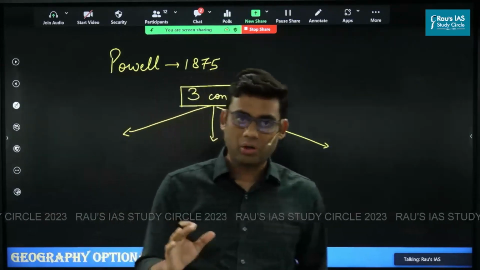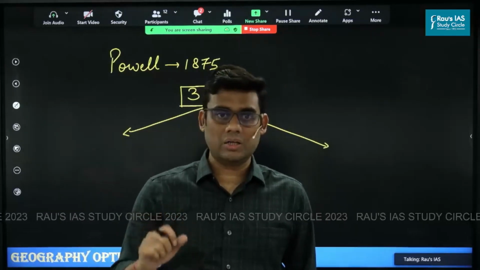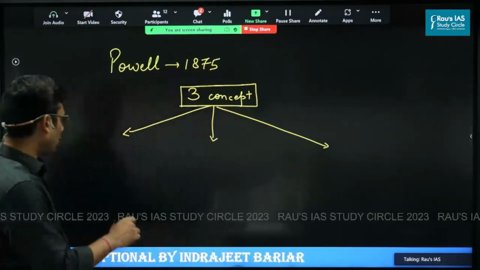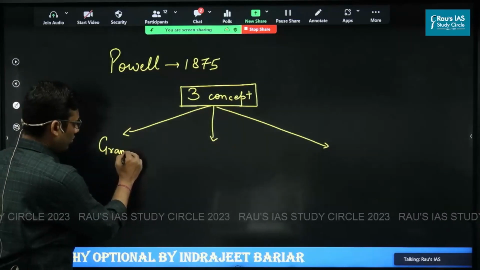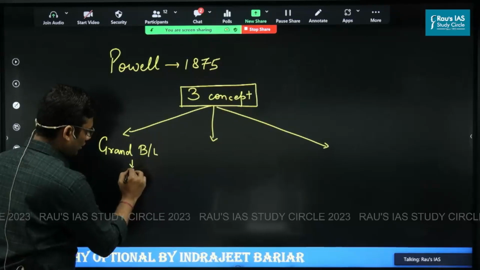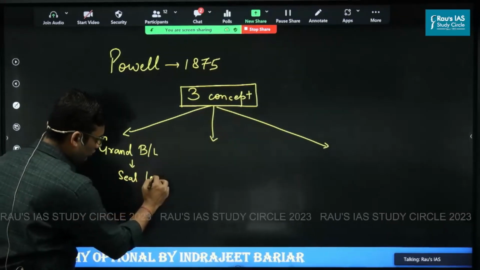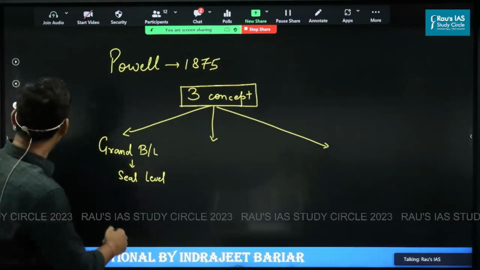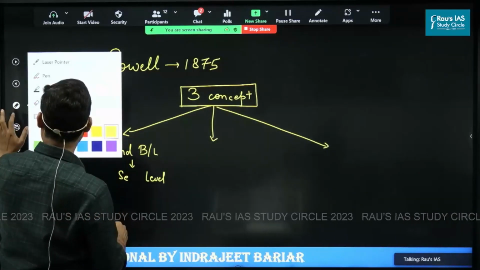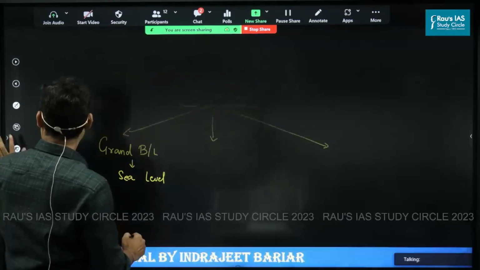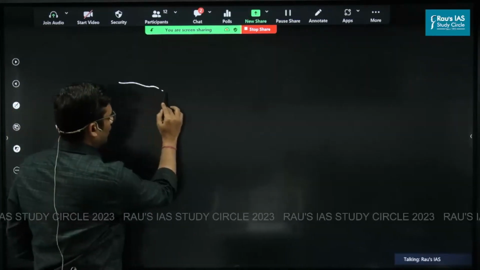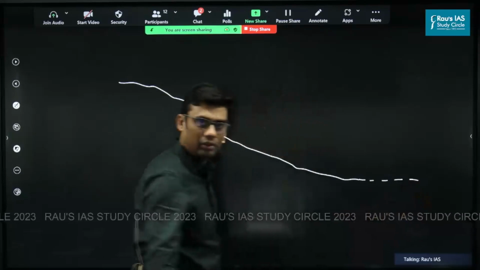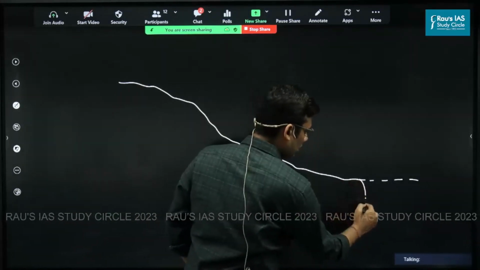First, Powell says that base level, which he calls the grand base level, he calls as sea level. So according to him, grand base level is nothing but the sea level. With respect to understanding this idea of grand base level to be the sea level, let's say the river looks like this, the long profile of the river looks like this, and this is the sea level.